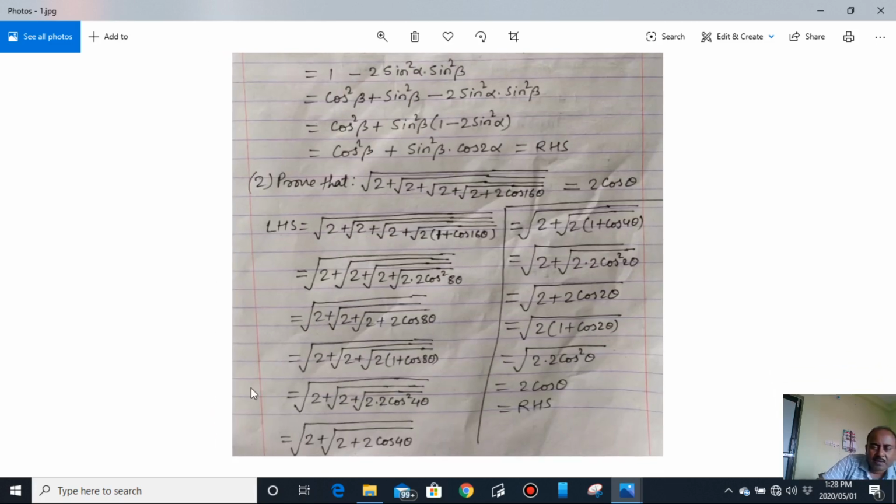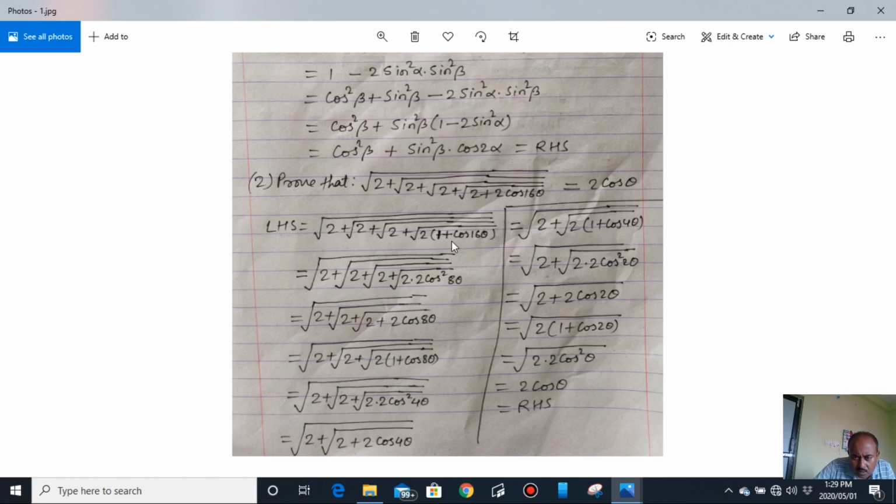Now see here. There are multiple levels of root. Root, under root, again under, 4 levels of a square root. And in the innermost root there is 2 plus 2 cos 16 theta, equal to 2 cos theta. This type of question should be attempted from the innermost root. See, on the LHS, the first, second, third roots are the same. In the innermost root, what is there? 2 plus 2 cos 16 theta.